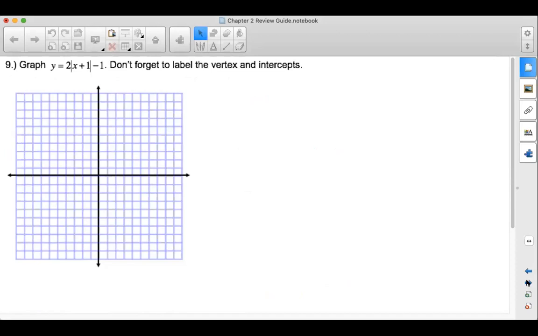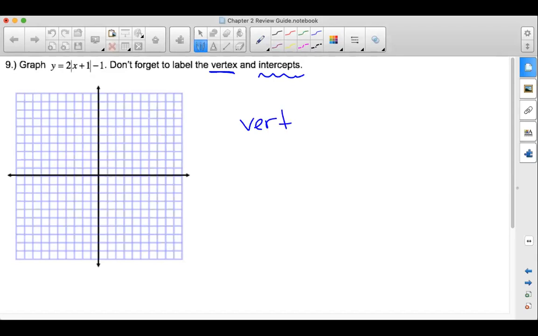Number 9 wants us to graph this function, y equals 2 absolute value of x plus 1 minus 1. And then it says to label the vertex, which is pretty easy. But it also wants us to find the intercepts. So it's really asking us to do a few things here. So let's talk about the vertex part first, because we kind of need the vertex in order to graph.